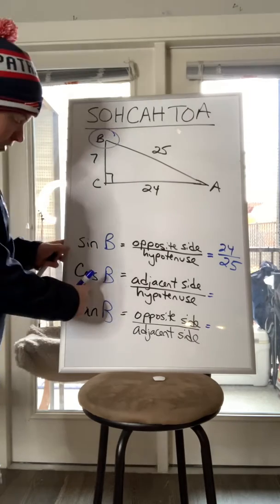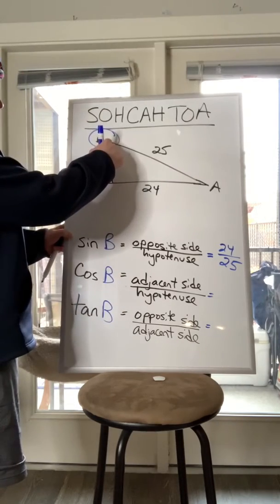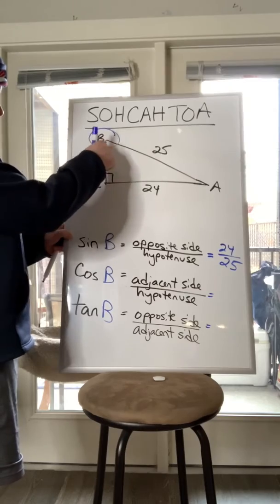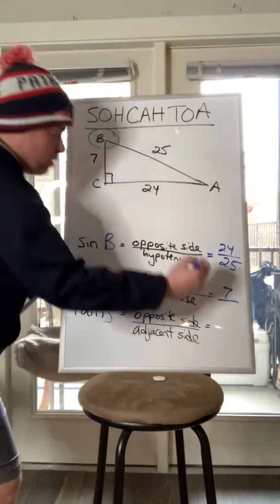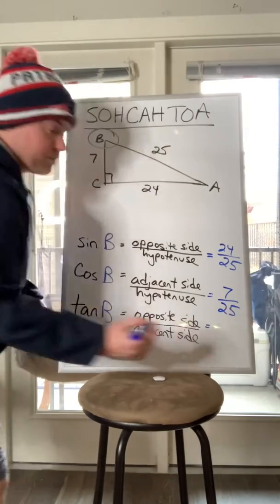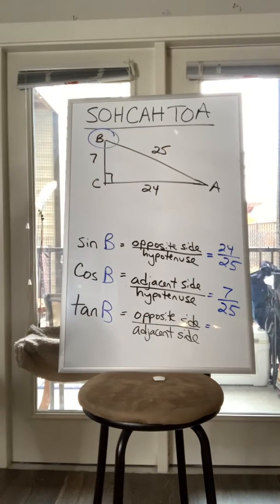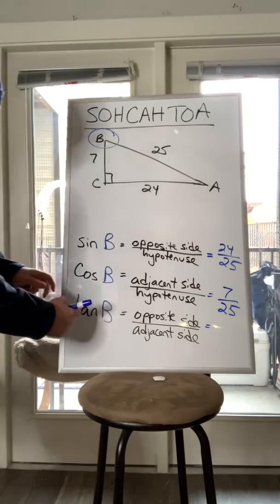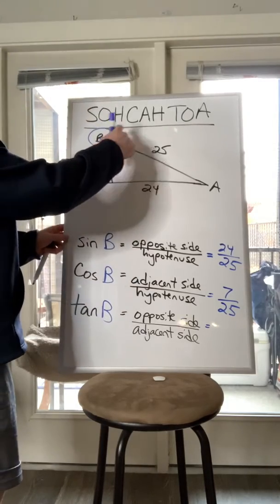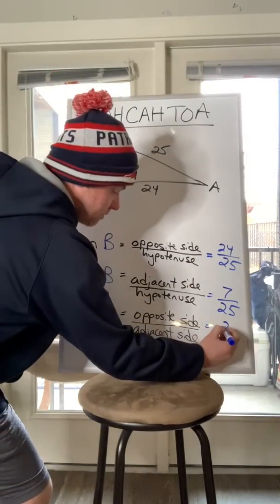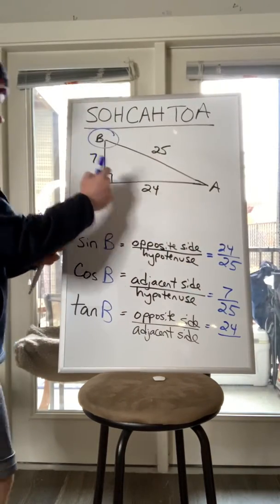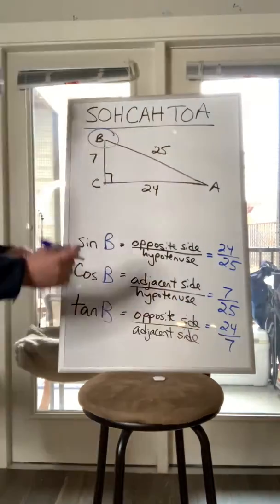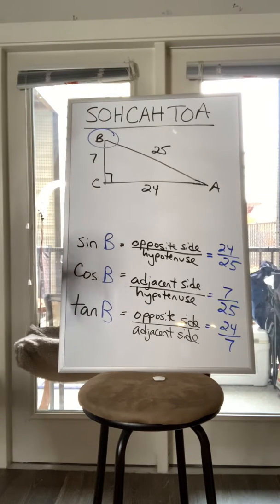Okay? The cosine of B. Okay, so now the adjacent side is the 7. That's the leg next to it. So it'd be 7 over, the hypotenuse is still 25. Okay? And then lastly, the tangent of B. Okay, opposite, which is 24, over adjacent, which is 7. So those would be the ratios if we were talking about angle B.